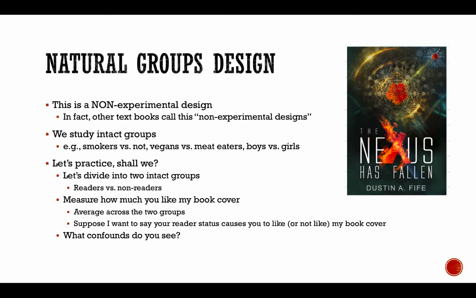This has practical value. So in a natural groups design, this is a non-experimental design. In fact, other textbooks usually call this a non-experimental design. And what we do is we study intact groups. Now remember, with a quasi-experimental design, we had intact groups, but the variable that we were interested in, for example, a particular type of stats teaching method, was randomly assigned to groups, whereas in a natural groups design, the variable that we are interested in is the characteristic that makes the group different. For example, smokers versus not. There are people who naturally choose to smoke and people who don't. Those are intact groups, and so we can't randomly assign the quote-unquote treatment. We can't randomly assign smokers because they're already smoking or they're already not smoking. Likewise with vegans versus meat eaters, boys versus girls, that sort of thing.